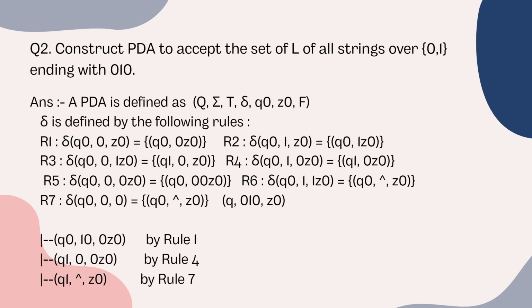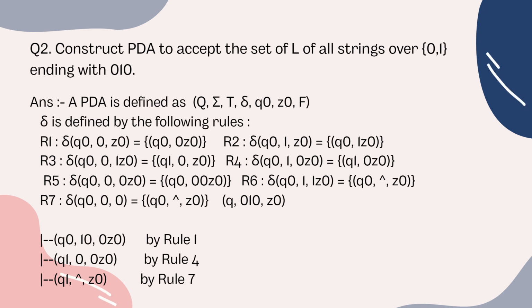Our second question is to construct a PDA to accept the set L of all strings over 0, 1 ending with 0, 1, 0. So we have to construct a pushdown automata, and it can be defined as Q, then sigma, then T, then delta, then Q0, then Z0, and F.